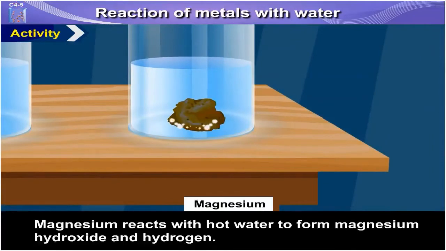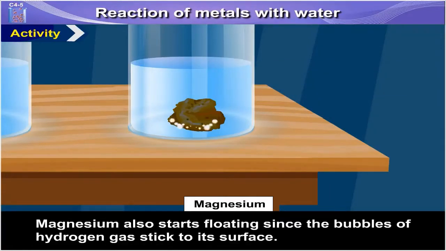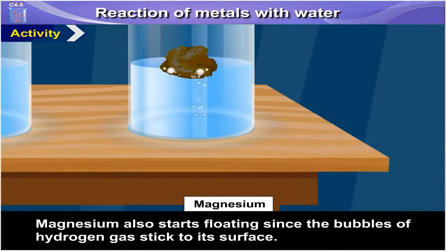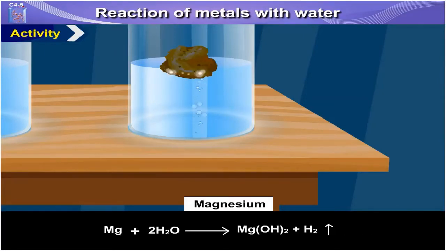Magnesium reacts with hot water to form magnesium hydroxide and hydrogen. Magnesium also starts floating since the bubbles of hydrogen gas stick to its surface. Write the equation for the above reactions. Mg plus 2H2O gives Mg(OH)2 plus H2 gas.